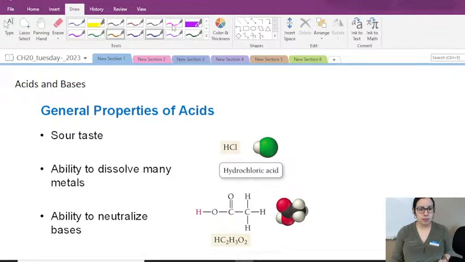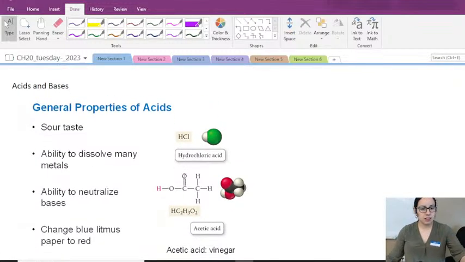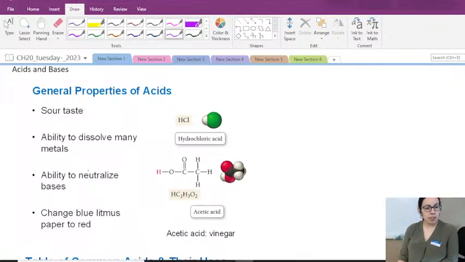Let's just start with our general properties of acids. You might know this from, of course, eating acidic fruits or something. They have a sour taste, so I'm sure you have eaten lemons before. Those are pretty sour. They also have this ability to dissolve metals. We've probably seen that in lab with hydrochloric acid or nitric acid dissolving different materials like magnesium. They also have the ability to neutralize bases.